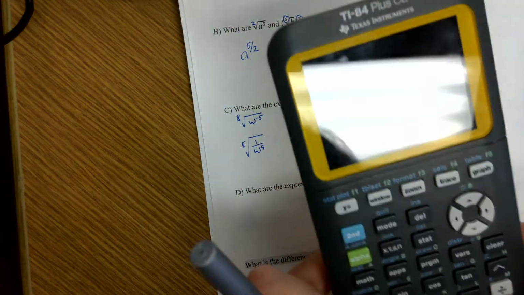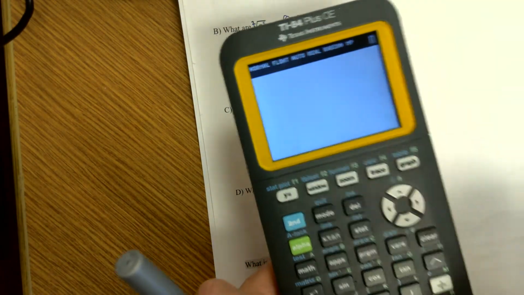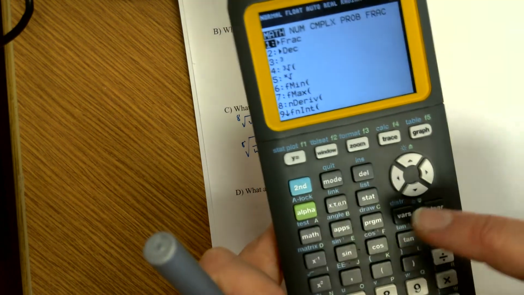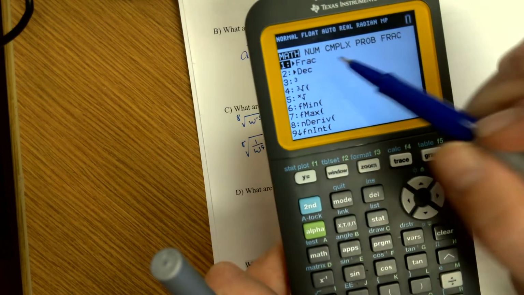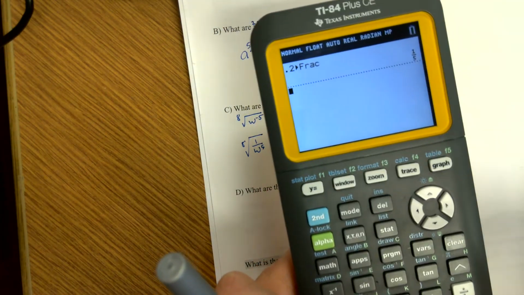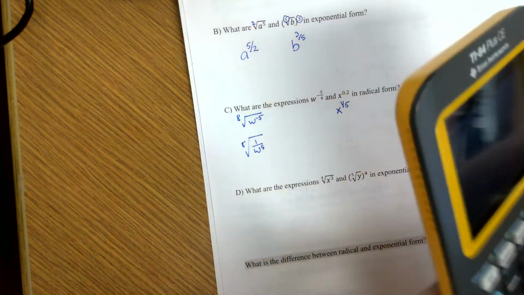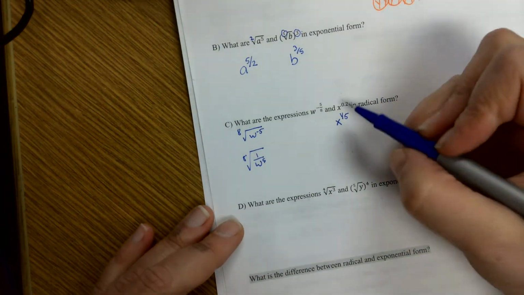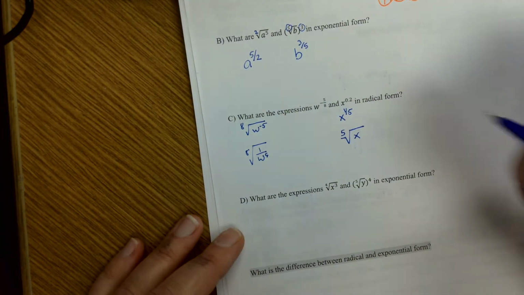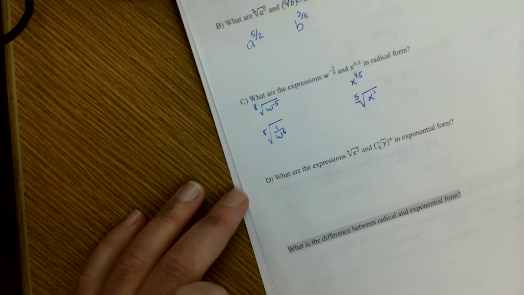What if I don't know the fraction? Well, on your calculator, you can type in your decimal, go to math, and then you can change it to a fraction. Frac is changing to a fraction. So it's saying change this decimal to a fraction, and it will give you what the fraction should be. So my denominator is 5, so it would be my 5th root of x. You can have a 1 here if you so wish to.